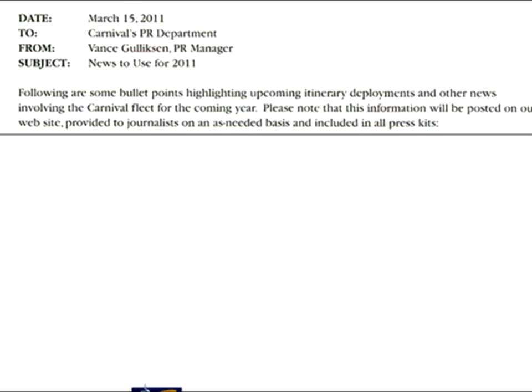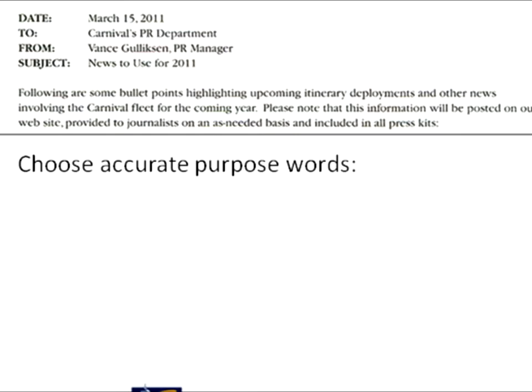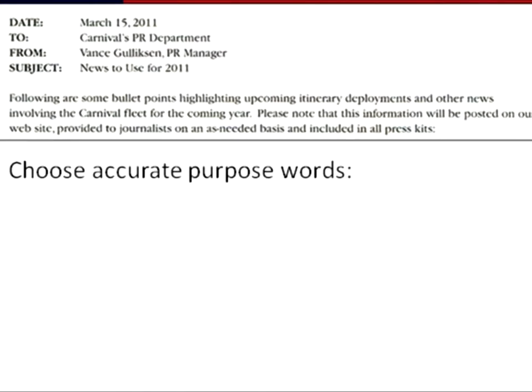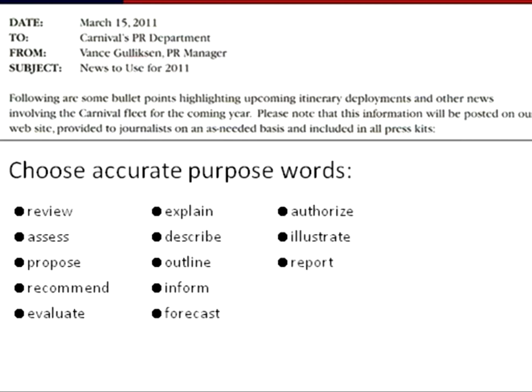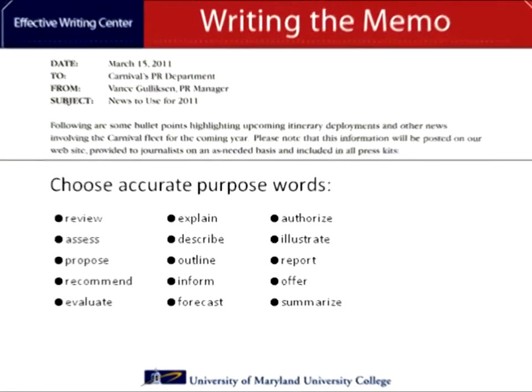Now, for your subject heading and your purpose statement, take the time to choose an accurate purpose word. Maybe keep a list of them handy. For example, the purpose of a memo can be to review, to assess, propose, recommend, evaluate, explain, describe, outline, inform, to forecast, to authorize, to illustrate, to report, to offer, to summarize, and so on.